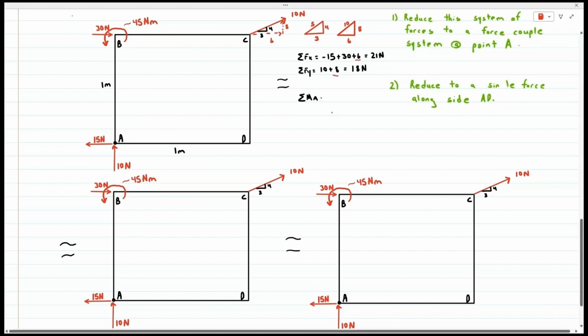Let's go ahead and take the sum of the moments about point A. We'll start off looking at that 30, and we can see that 30 is going to cause a clockwise motion, which is why I put a negative sign. The 45 is positive because it's counterclockwise, and then we have to take the 6 and 8 into account. The 6 moving clockwise and the 8 moving counterclockwise, and all the distances are 1. The sum of all the moments in this system is 17 Newton meters. It's positive, meaning that the net moment is counterclockwise.